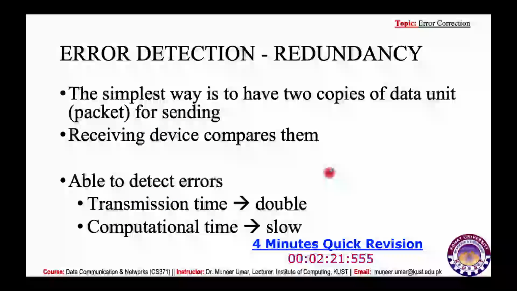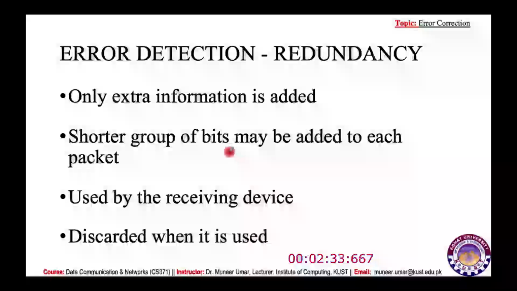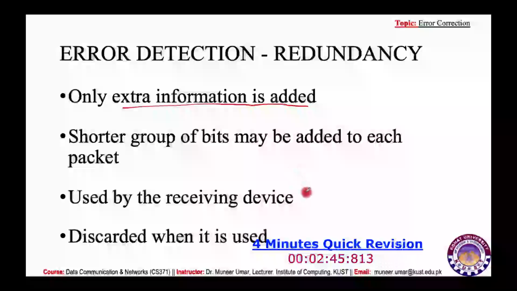So we need redundant data. The simplest way is to send two copies of data, but that would double the transmission time, and the computation time would also be slower as compared to the normal case. So we can add some additional information with the message to help the receiver detect the errors in the data. A shorter group of bits may be added to each packet. These additional bits are used by the receiving device to detect whether there is any error or not, and once the process is done, these additional bits are discarded by the receiver.